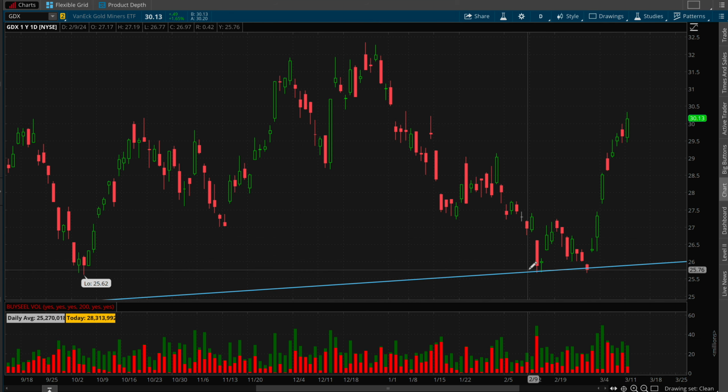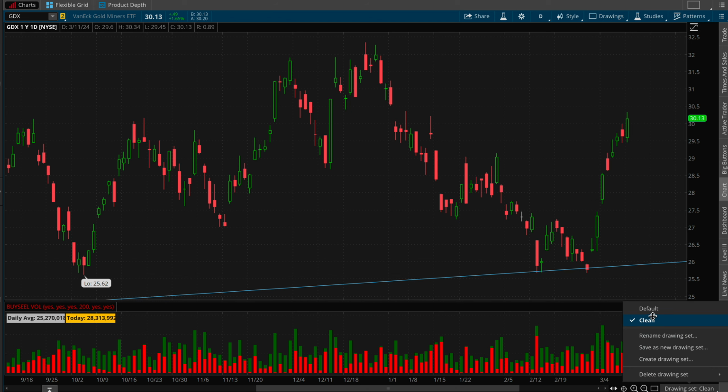And as you can see here, when we tested this demand zone again at right around February 13th, 14th, we bounced off of it. So I said, all right, that's nice reaction. And I said to myself, if we come back in this demand zone, I kind of want to be a buyer. I don't want to miss this.